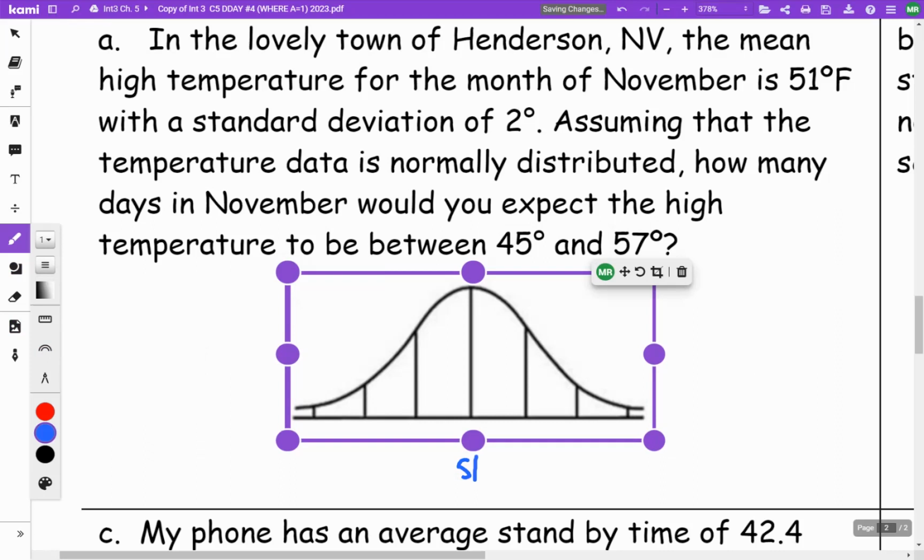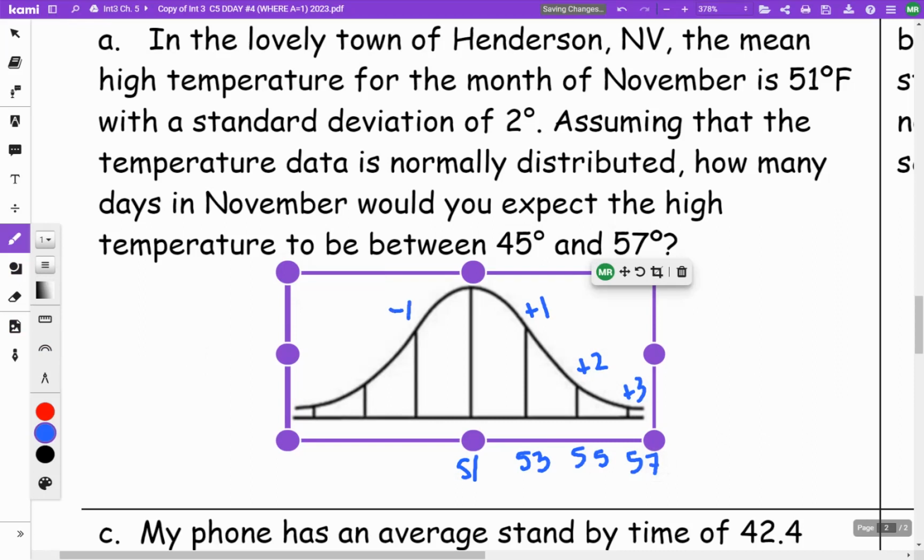So our mean is 51 and our standard deviation is 2. Okay, so I would be at 53. I would be at 55. I would be at 57.